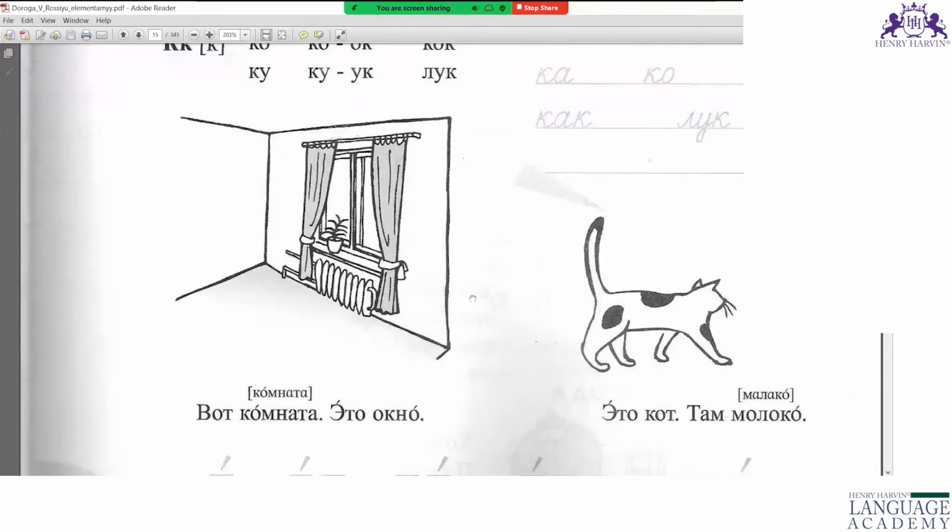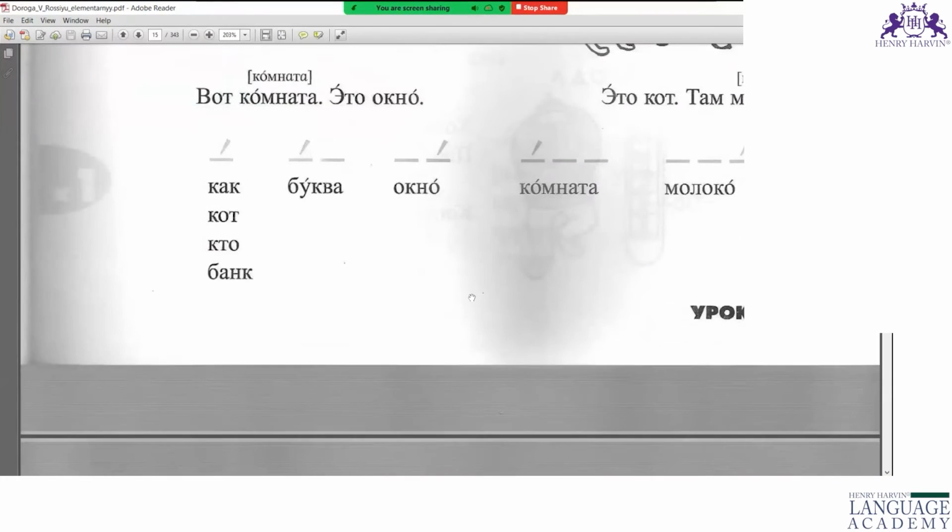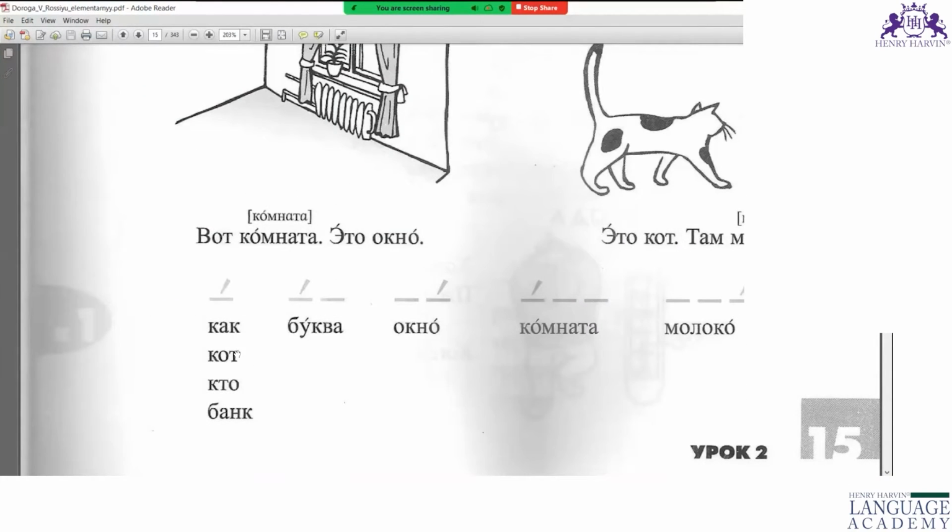Okay, so we go to the next one. And here we have a few more new words. Как, кот, кто, банк. Буква, окно, комната, молоко. Vishal, can you read all the words? Yes, ma'am. Как, кот, кто, банк, буква, окно, комната, молоко. And we get some new words here.